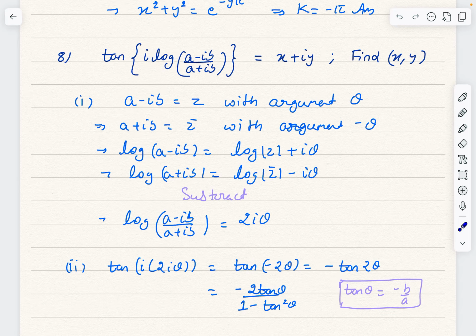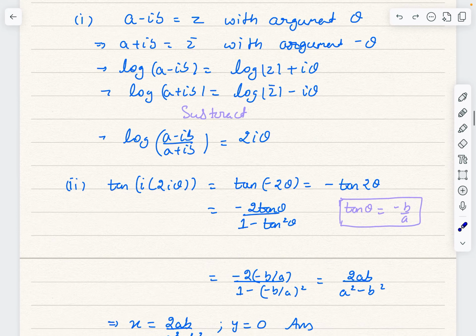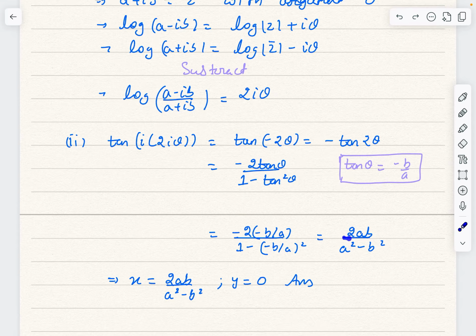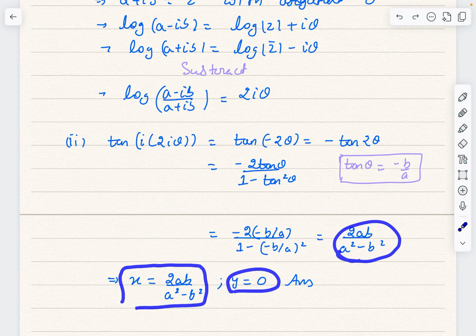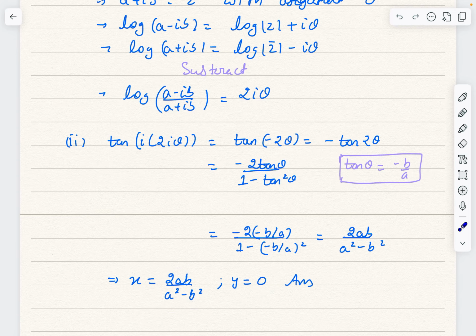I'm just taking the normal case that if x plus iota y is there, I'm just assuming that the argument of z will be just tan inverse y by x, because we have no information about A and B. So tan theta will just be minus B over A, because this was a complex number. So when you put that here and simplify, you get 2ab by a square minus b square, which is a purely real number. So x will be 2ab by a square minus b square and y will be 0. So again you can see the final answer is purely real. I hope it is clear, guys. Next one.